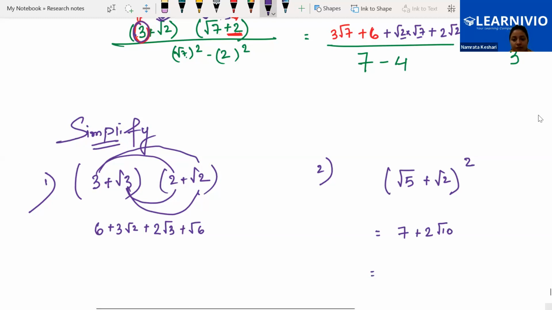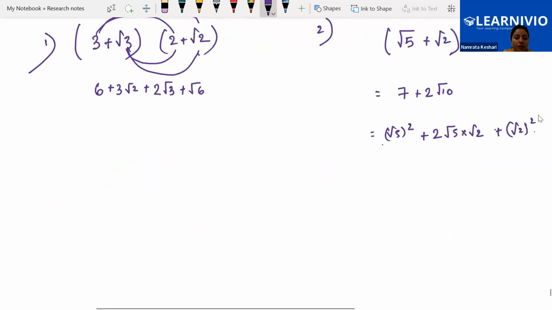Let's check. Root 5 whole square, a square or x square plus 2xy plus y square. Root 5 square is 5, root 2 square is only 2, 5 plus 2 is 7. Yeah, this is what we are going to get. Next one.